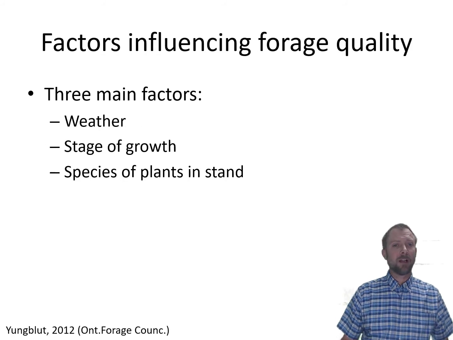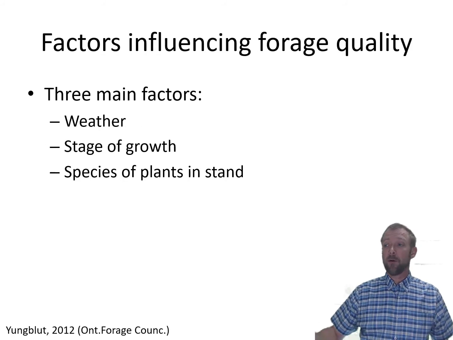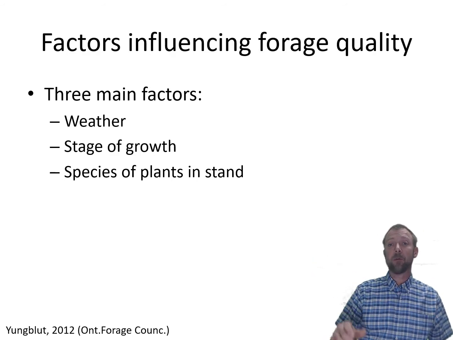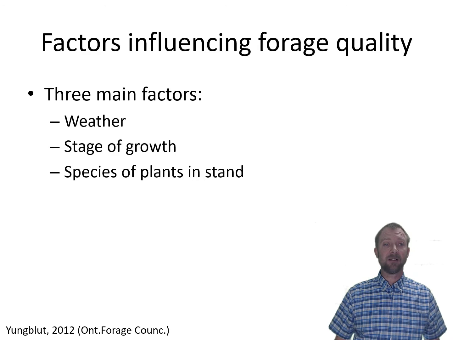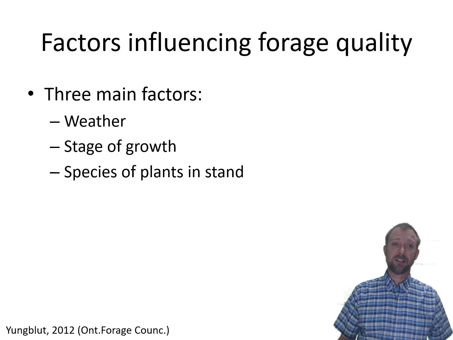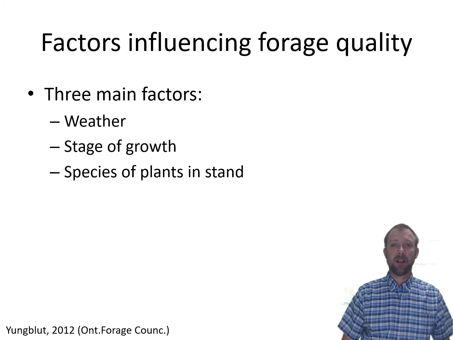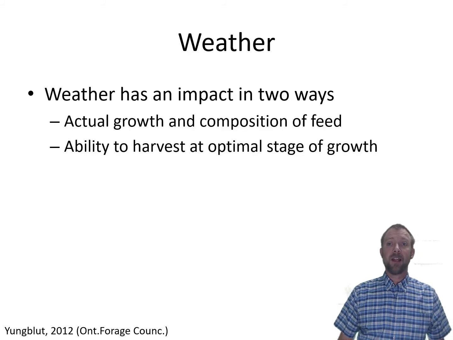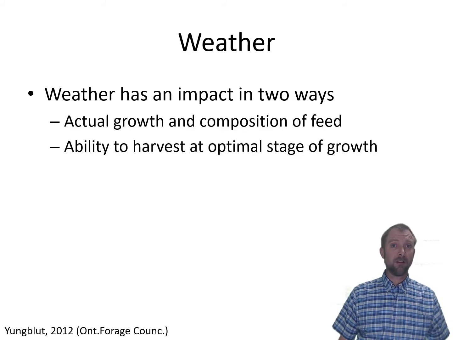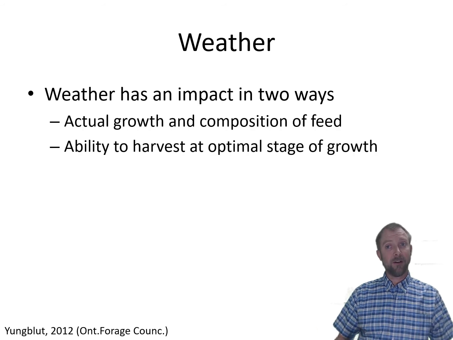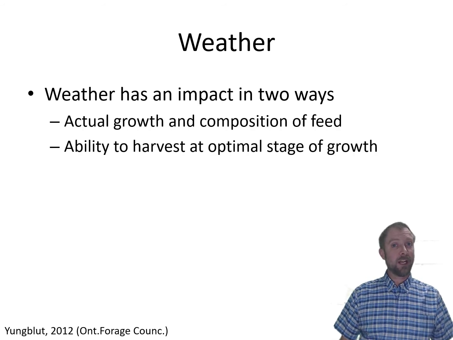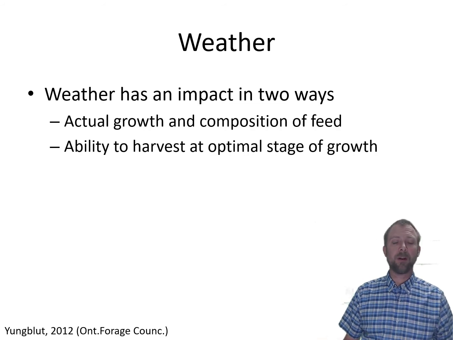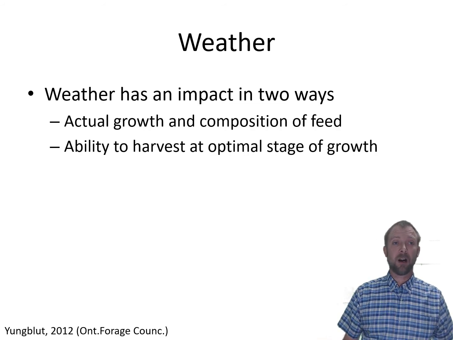So what types of factors influence that forage quality, whether we're going to be producing more ADF or a little bit more towards the NDF, a little bit more digestible feeds? There are three main factors. There's weather, there's the stage of growth, and then there's the species of the plant in the stand. So weather really has an impact in two different ways. It can actually affect the growth and composition of the feed, depending on how much water you have. In droughty conditions, the plants will change their growth patterns. But also, perhaps even in a bigger way, it will impact your ability to harvest it at the correct stage of growth.